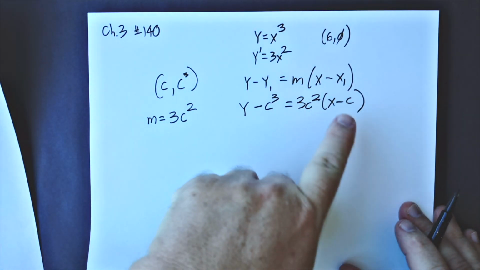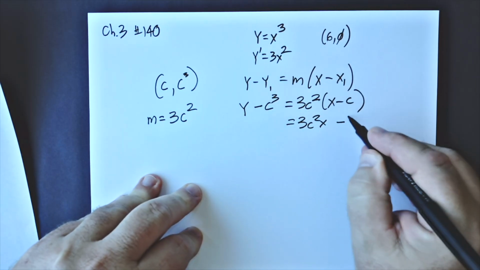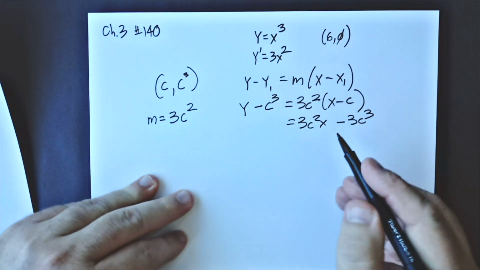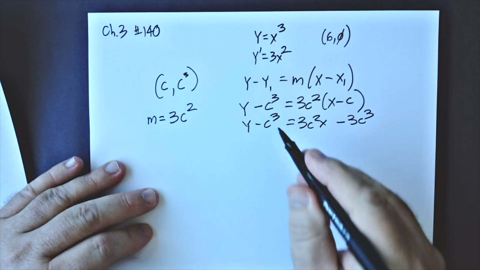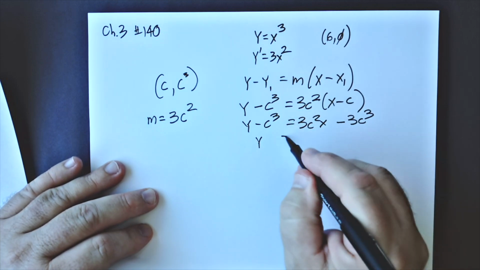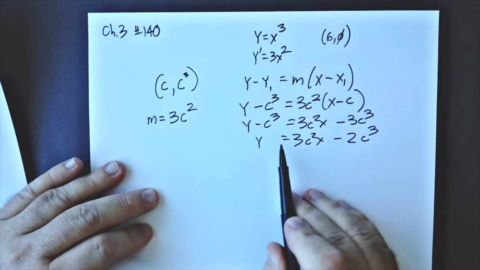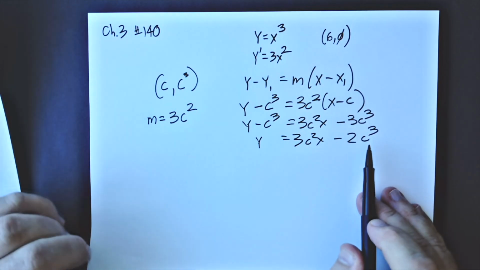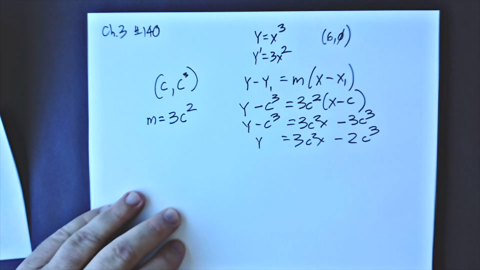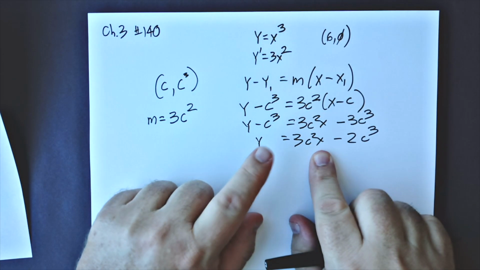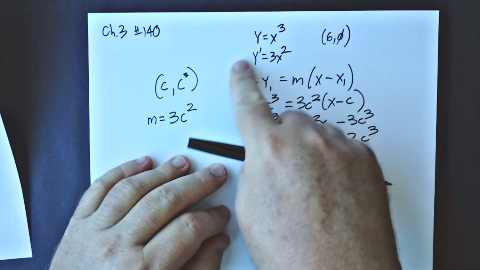And from here, it looks like we want to distribute this over here. So that's going to be 3c squared x minus 3c cubed. I can combine these like terms here. Let me get this c cubed over to the other side: 3c squared x minus 2c cubed, because I'm adding a c cubed, right? And then from here, we say, okay, what do we do from here? Well, it looks like I got this x and y, but this x and y has to be on this new line, which this is the equation of.